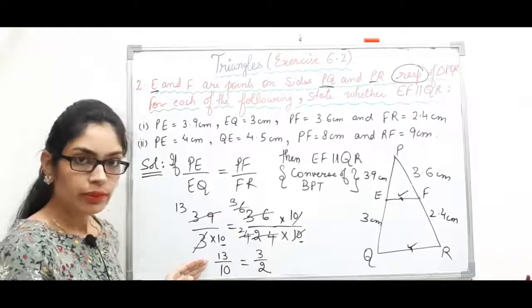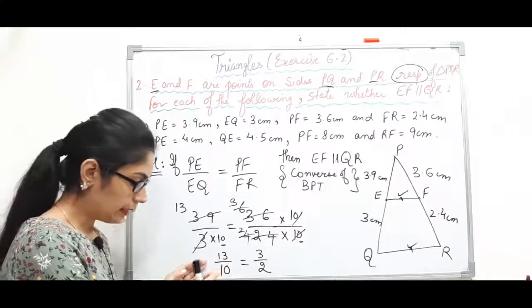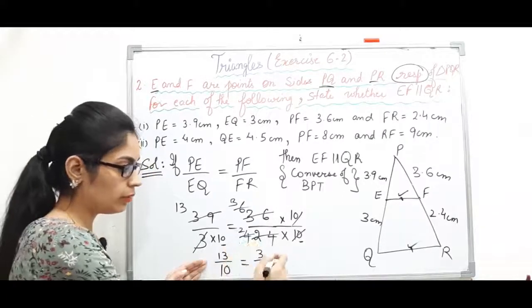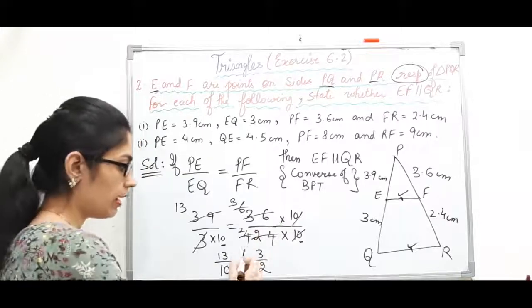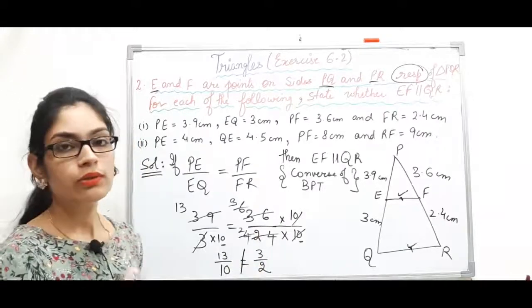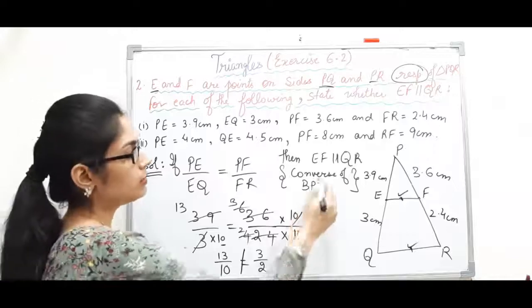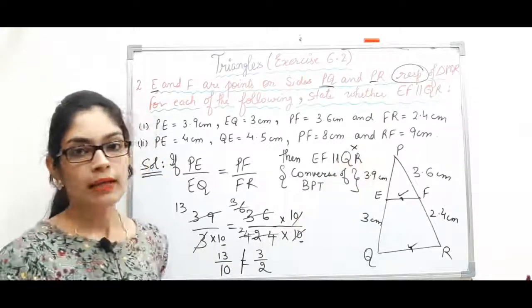So on the left hand side you are getting 13 by 10, and on the right hand side you are getting 3 by 2, which are not equal. Since the ratios are not equal, which means these lines are not parallel to each other.